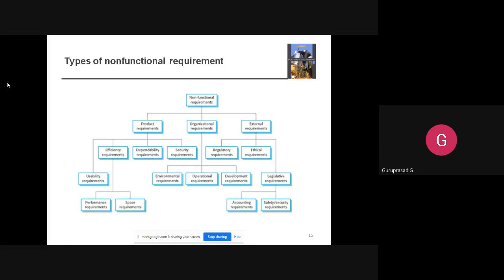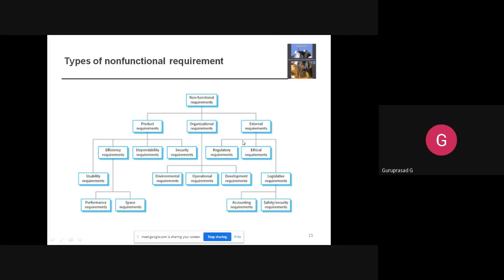The middle one is called organizational requirement. These are generally derived from the policy and procedures in the customer's as well as the developer's organization. You see that classification of the organizational requirement: environmental requirement, operational requirement, development requirement. These are all coming under the organizational requirement.